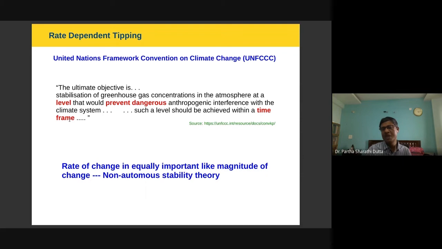So together with the magnitude of change, the rate of change is also coming. Let's say there is a 1 degree increase in global mean temperature in the last 100 years. Now, if there is a 0.5 degree change in global mean temperature in the last 10 years, that is more dangerous than a 1 degree change in 100 years, because here the 0.5 degree change happens in a very small amount of time. So the rate of change is equally important as the magnitude of change. And there comes the idea of non-autonomous stability theory.